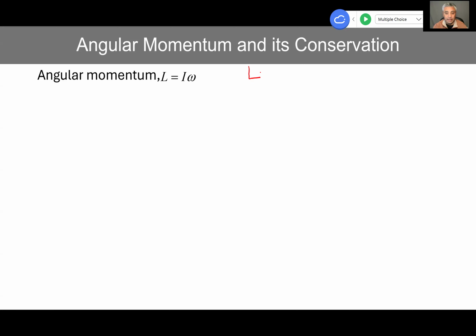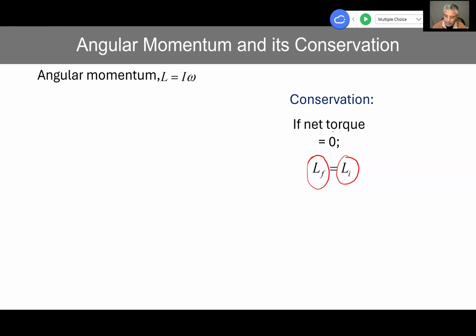And L kind of reminds us that it is angular. It looks like an angle here, right? So that's a good notation, I think. So now just like linear momentum is conserved, angular momentum is also conserved. So what that means, total final angular momentum is equal to total initial angular momentum, provided that the net torque acting on the object is 0.